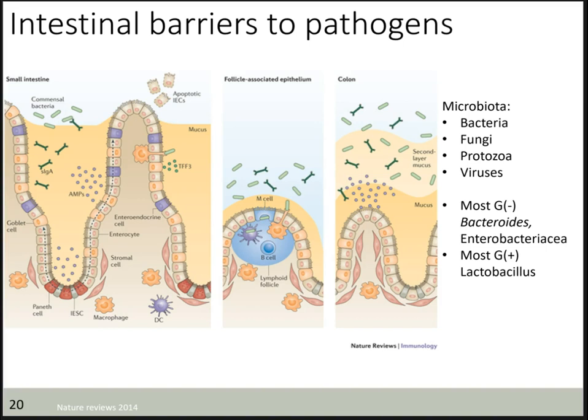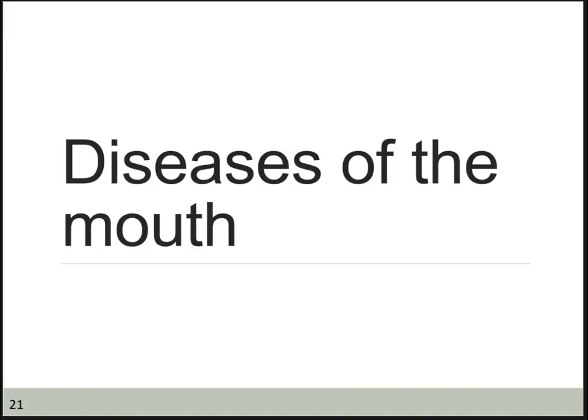The microbiota includes bacteria and fungi and protozoa and viruses, so it's really diverse. There are hundreds of species of bacteria alone, possibly thousands of different types of viruses, and an awful lot of fungi and protozoa in there. Most of the bacteria are gram-negative bacteria, including Bacteroides and Enterobacteriaceae. The gram-positive bacteria that are found in the gut tend to be Lactobacillus or related microbes.